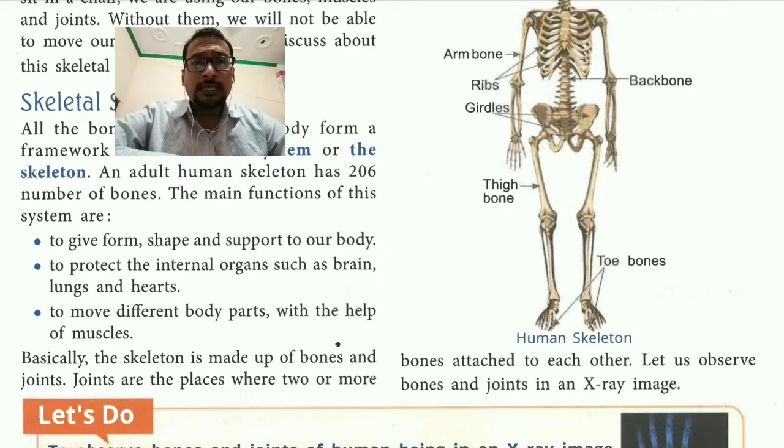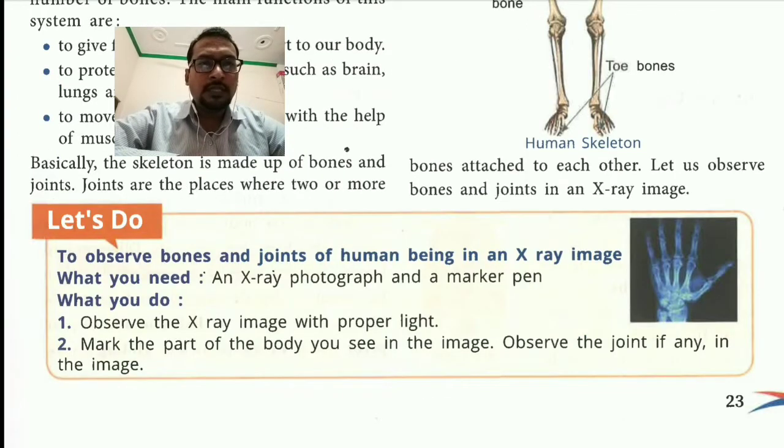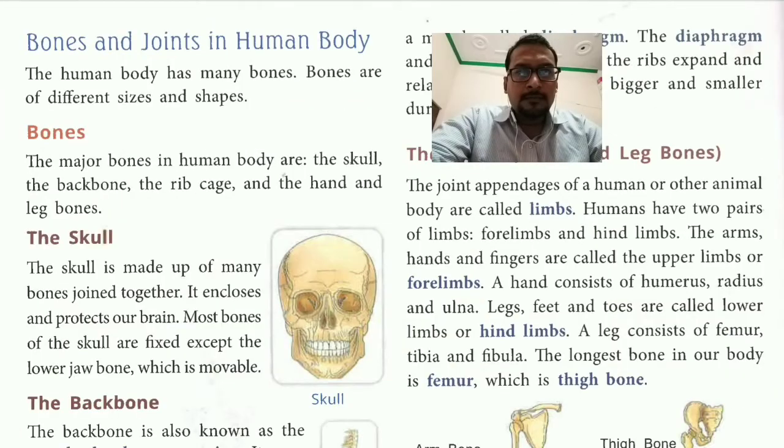Basically, the skeleton is made up of bones and joints. Joints are the places where 2 or more bones attach to each other. Let us observe bones and joints in an X-ray. You see in the image, observe the joint image. You see joints. Okay, so the bones are in parts.